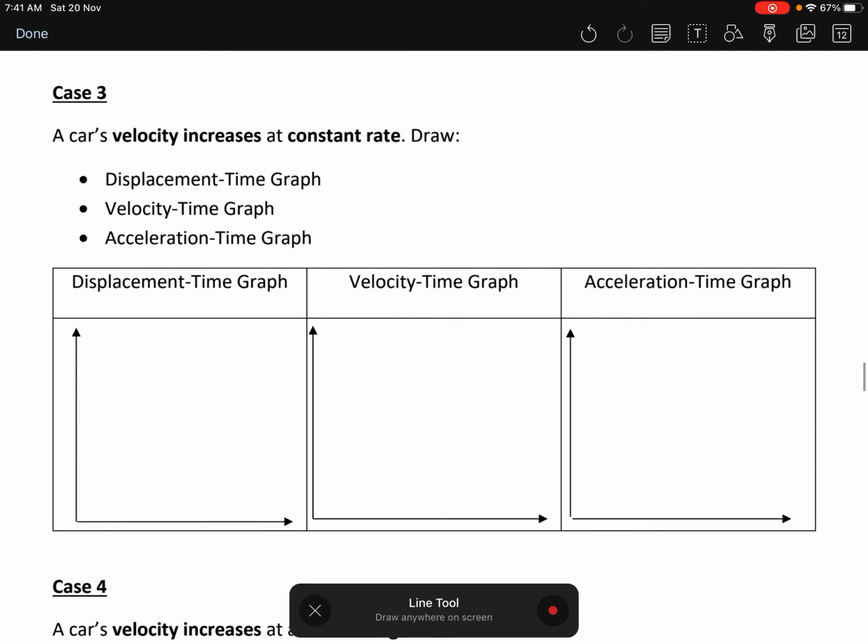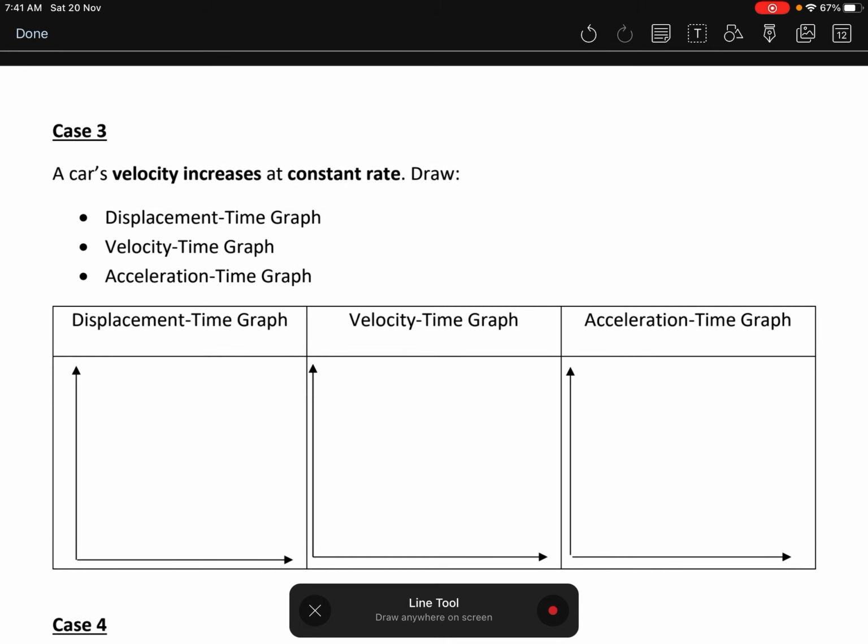Now we move on to case 3. Case 3 is where my velocity is increasing. So I need to draw the displacement-time and velocity-time graph. First thing first, I draw the velocity-time. First of all, I determine, is my velocity increasing, constant, or decreasing? I'm increasing, so the velocity increases, maybe from 0 to 10 meter per second. But not just that, I also need to determine how it changes. Since it's changing at a constant rate, constant means your gradient is constant. So your velocity is like this.